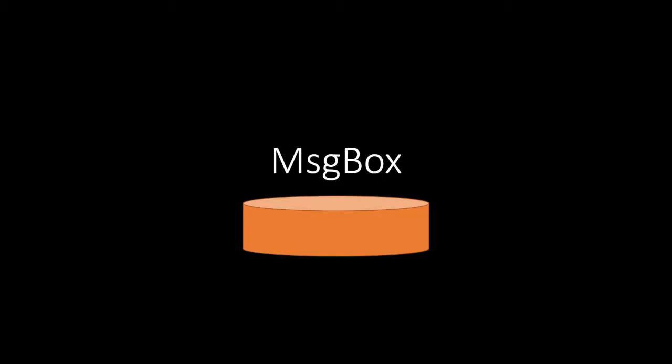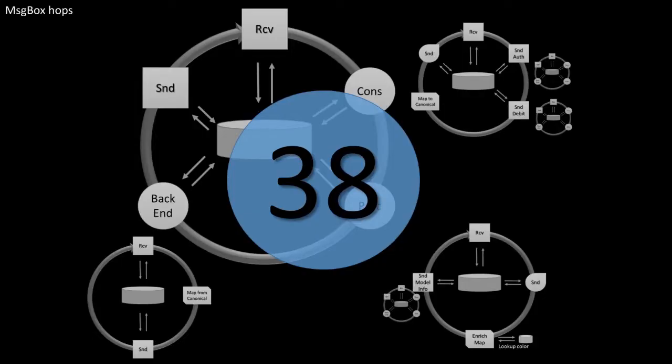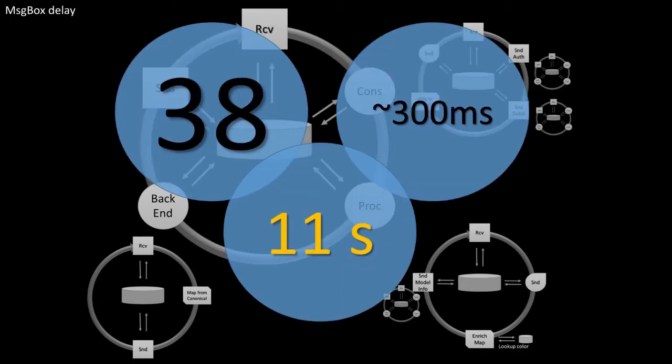It would be wrong to put this as the first problem, but the first thing you need to work around, obviously, in this case, is the message box, if you want to improve your performance and improve your latency, right? So why is this a problem? Because this solution has 38 message box hops, and at this point in time, we're doing 38 message box hops in a non-optimized message box. So that puts us at 11 seconds just for the message box part, right?